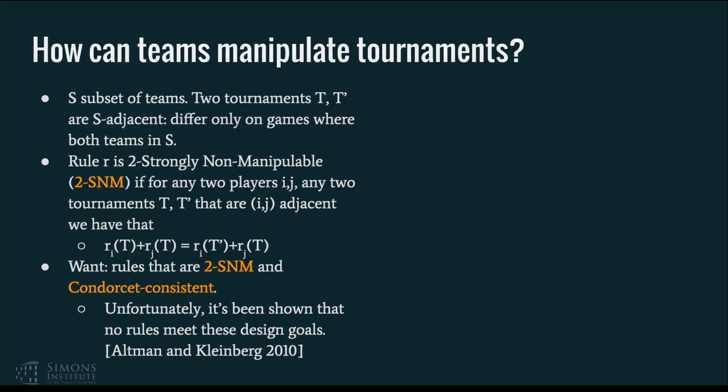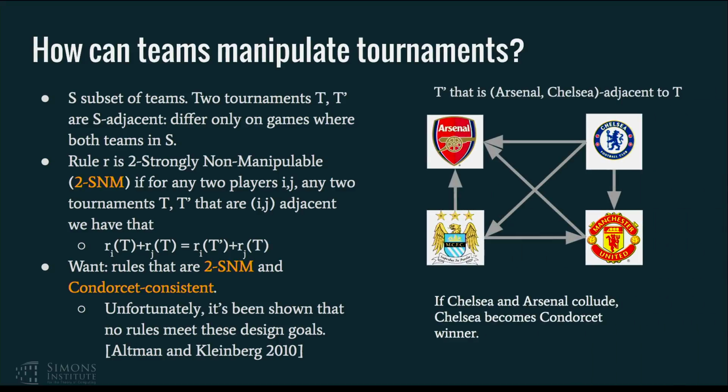Unfortunately, as Bobby also mentioned and proved with Altman, this is impossible. We cannot have tournament rules that are both 2-SNM, meaning that teams don't have incentives to collude, and also Condorcet-consistent, meaning that we give the prize to a team that beats every other team with probability 1. Just to settle this notion again, here's our example from last time. This tournament is now Arsenal-Chelsea adjacent to the one I showed on the previous slide. I flipped this little edge. So now Chelsea is a Condorcet winner. They win all their matches, and they would win this tournament with probability 1 if our rule was Condorcet-consistent.